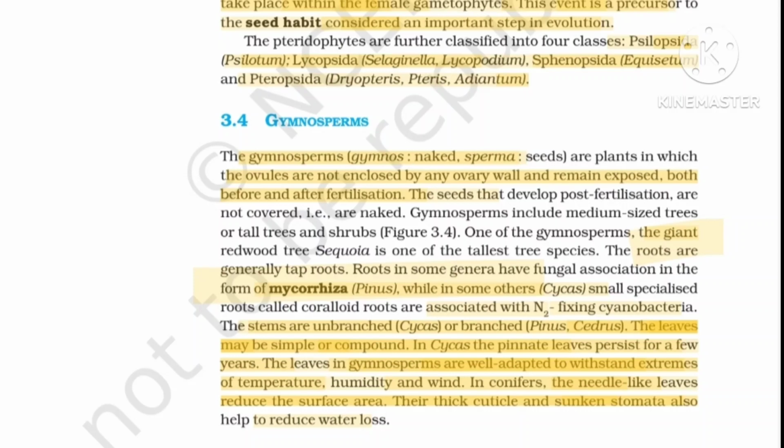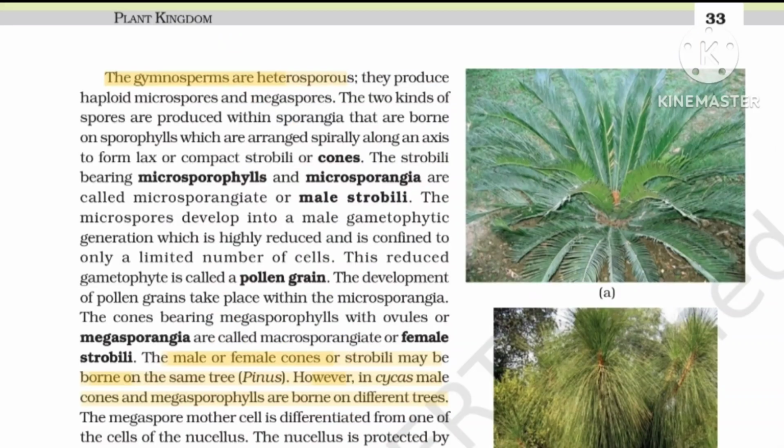The stems are unbranched in Cycas and branched in Pinus and Cedrus. The leaves may be simple or compound. In Cycas, the pinnate leaves persist for a few years. The leaves in gymnosperms are well adapted to withstand extreme temperatures, humidity and wind. In conifers, the needle-like leaves reduce the surface area, and the thick cuticle and sunken stomata also help to reduce water loss.